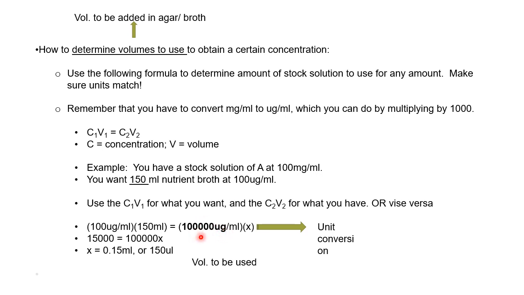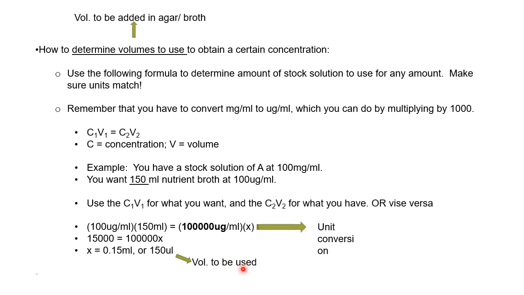So now here you will see all the values are in one unit, that is μg per ml. Okay, now do the calculation, simple math, do the multiplication here, and the value which you get for X here is 0.15 ml, or in microliters it will be 150 microliters. Okay, so this is the volume to be used for your experiment.